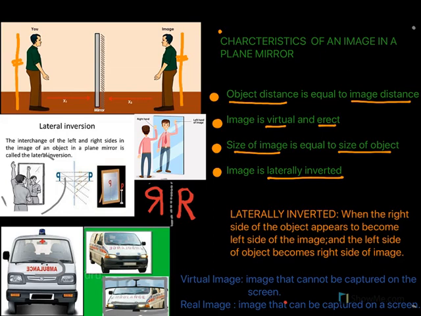We'll now see the definition of a virtual image and a real image. A virtual image is an image that cannot be captured on a screen, like that of a plane mirror and most mirrors. A real image is an image that is captured on a screen. It's the kind of image that we see in the cinema hall. We see the screen, and the image that is captured on the screen is called a real image.